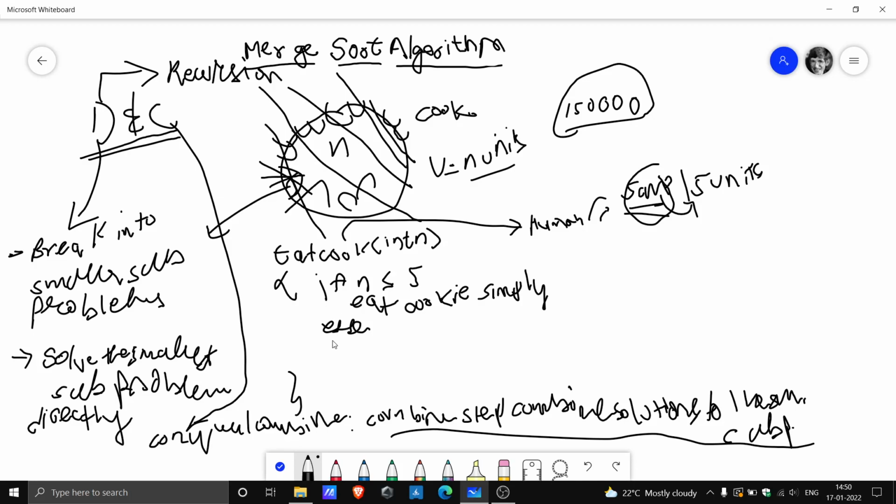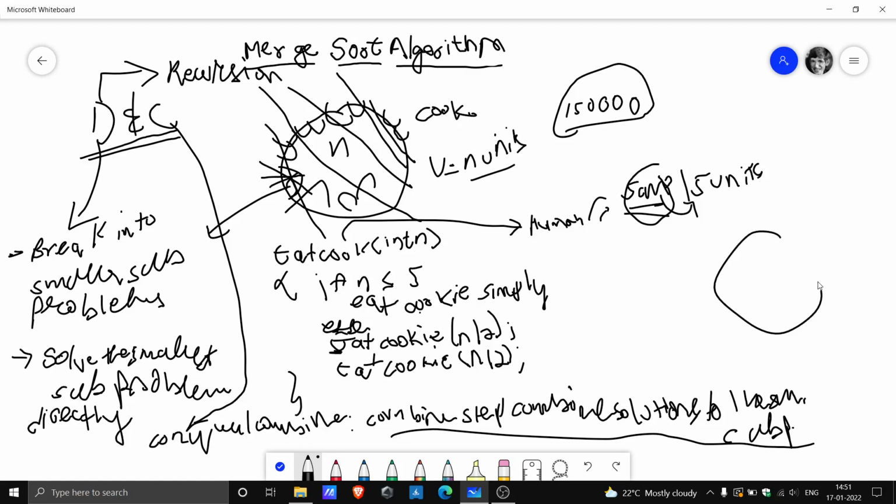So what I'm going to do is recursively call eat cookie n by 2, and again call eat cookie n by 2. Hey, you might ask me, why have I called it twice, right? Isn't this alone enough? No, it's not, because let's look at this diagrammatically. This will give you a better explanation as to why we're doing this.